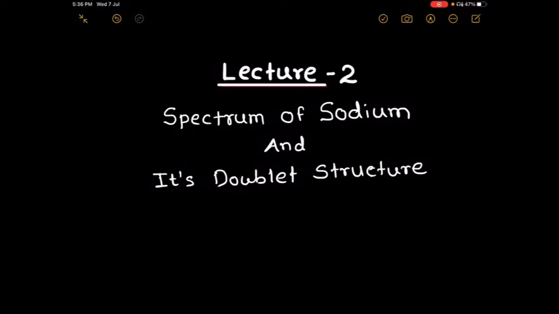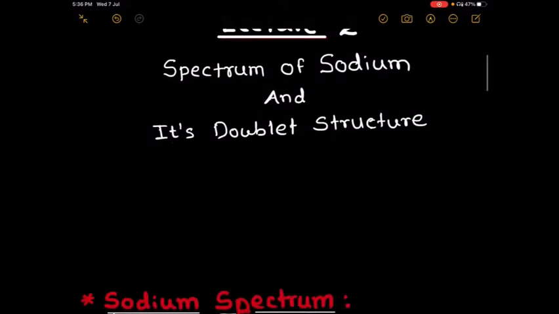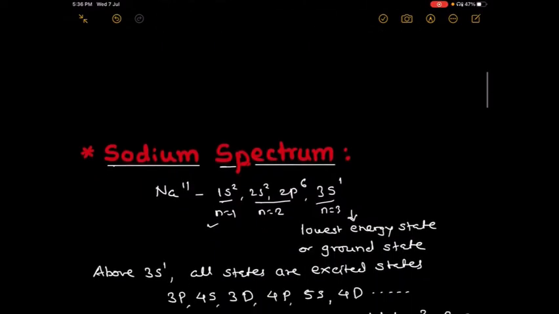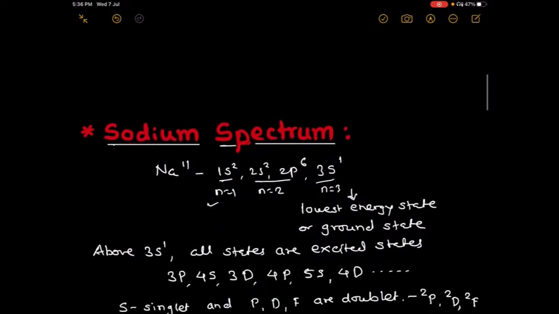In today's lecture, we discuss the spectrum of sodium and its doublet structure. Firstly, we explain what the spectrum of sodium is. For that, we are considering a sodium atom. That sodium atom has a configuration similar to the hydrogen atom, since in hydrogen there is one electron in the outermost orbit, the same as sodium.